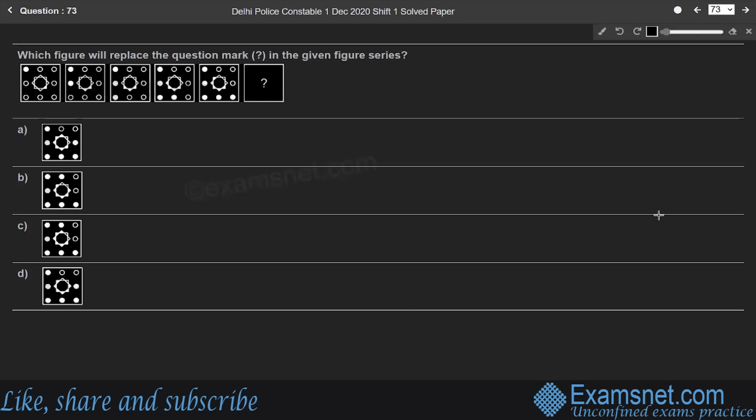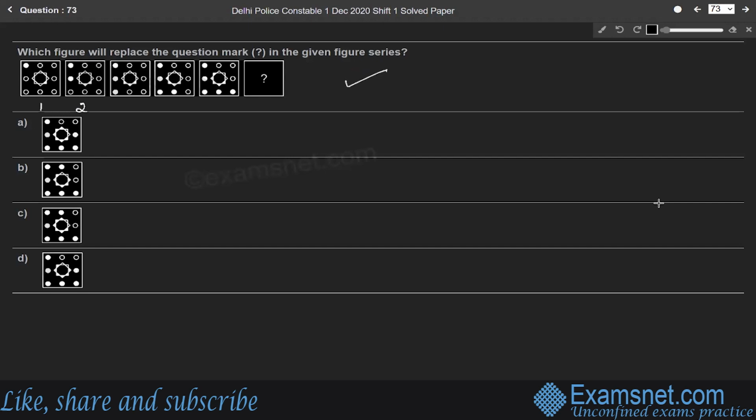Question 73. Which figure will replace the question mark in the given figure series? So the series is like this, which has 5 figures: 1, 2, 3, 4, 5. In the first figure, the top left corner circle is shaded. In the second figure, 2 circles are shaded. In the third figure, 3 circles. Fourth figure, 4 circles. Fifth figure, 5 circles are shaded. They are shaded in anti-clockwise sequence, right? So in the sixth figure, which we need to find, 6 circles have to be shaded.